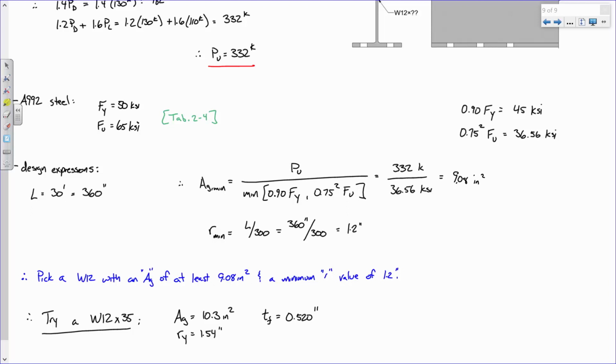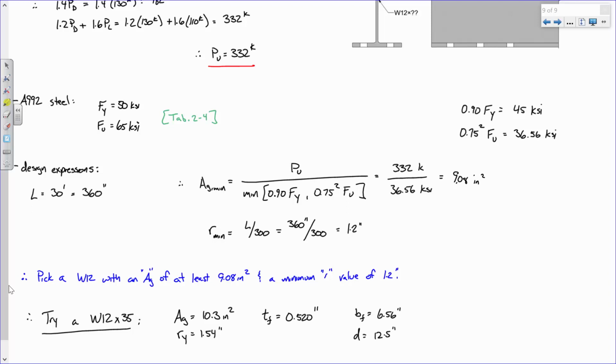We are also going to need BF and D. Why are we going to need BF and D? Because of case 7 in the shear lag table. So what's B sub F? 6.56. And what's D? 12.5.